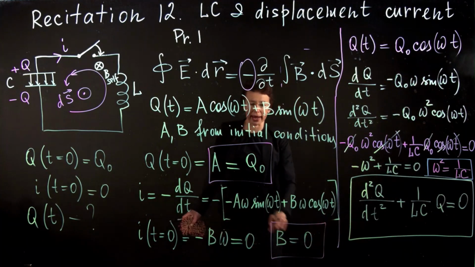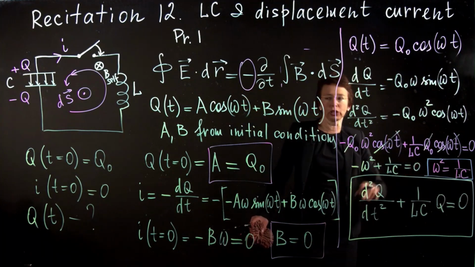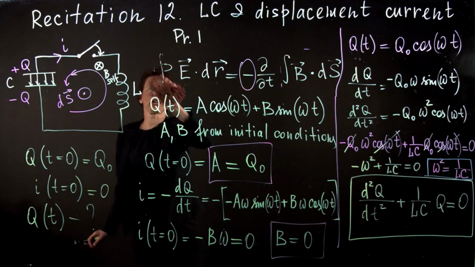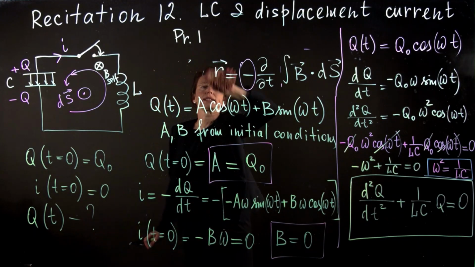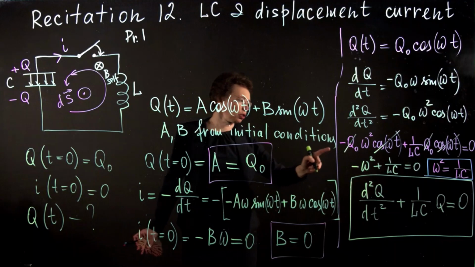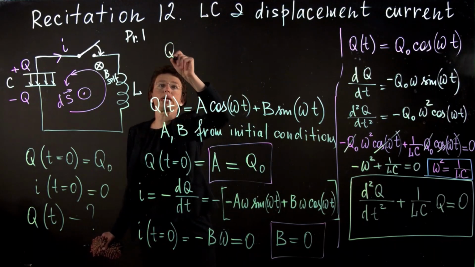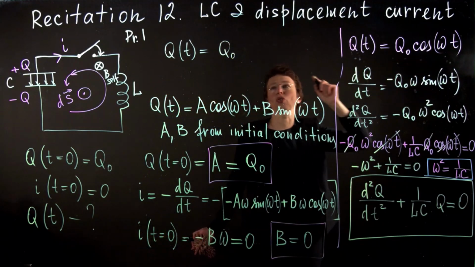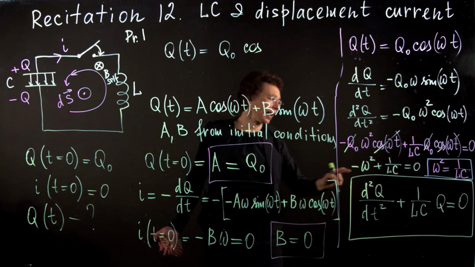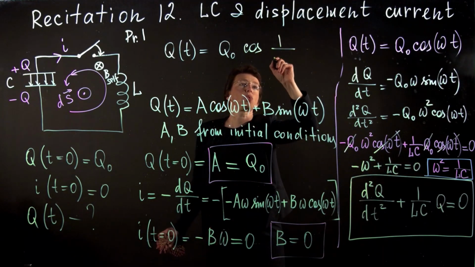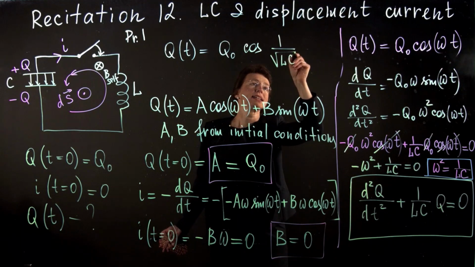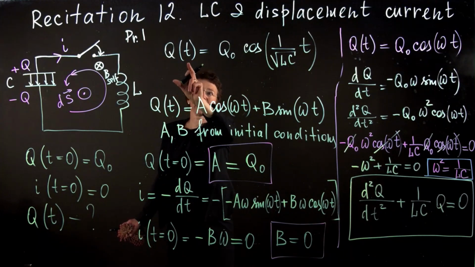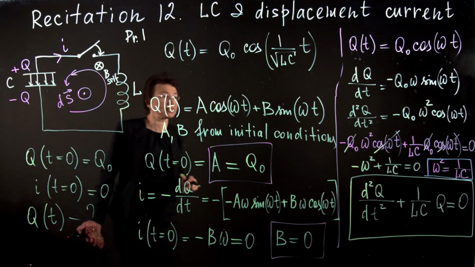So now we know A, we know B, and we know omega. We found the solution. I will erase the equation, and we will write our final solution. My final solution for the charge as a function of time, Q as a function of time, is Q naught times cosine. Omega is 1 over the square root of LC, times time. This is the charge as a function of time on the plates of the capacitor.